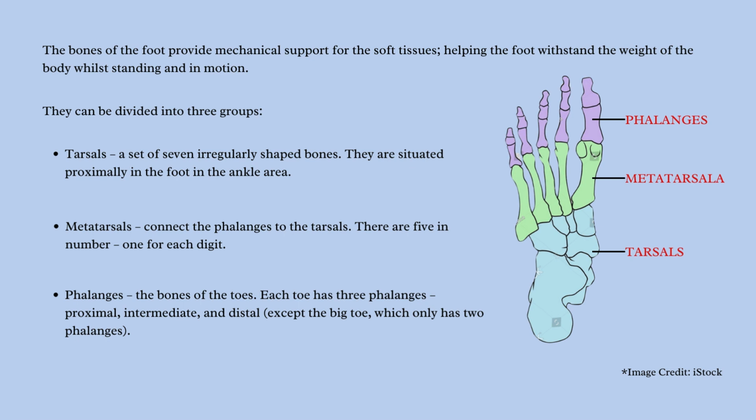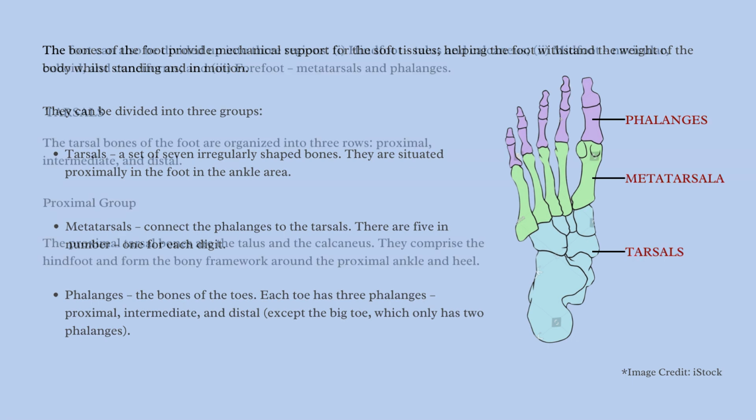They can be divided into three groups: tarsals, a set of 7 irregularly shaped bones. They are situated proximally in the foot in the ankle area. Metatarsals connect the phalanges to the tarsals. They are 5 in number, 1 for each digit. Phalanges, the bones of the toes. Each toe has 3 phalanges: proximal, intermediate, and distal, except the big toe, which only has 2 phalanges.